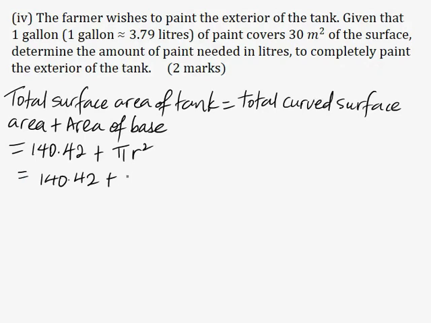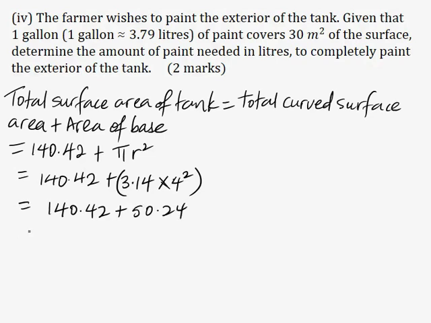So this is 140.42, and substituting here, pi is 3.14, and the radius here is 4 meters, so this is 4 squared. This works out to be 140.42 plus 50.24. Adding this up, I'm getting 190.66 meters squared.